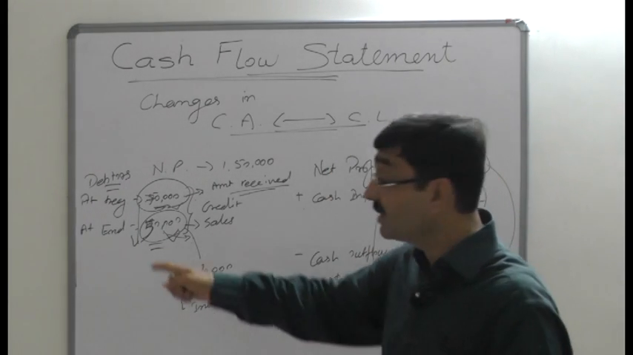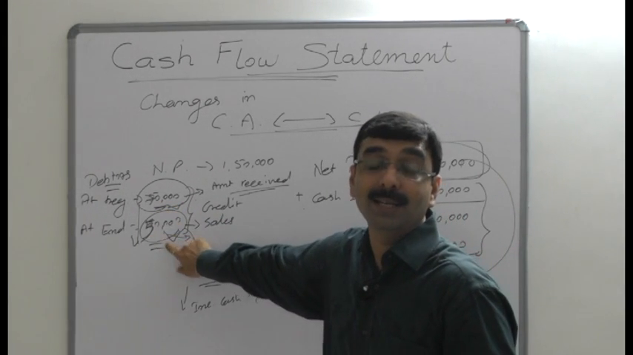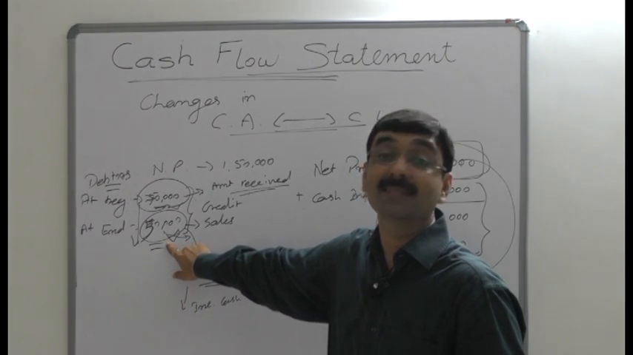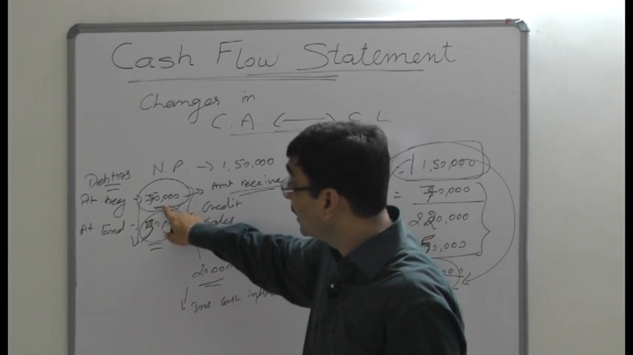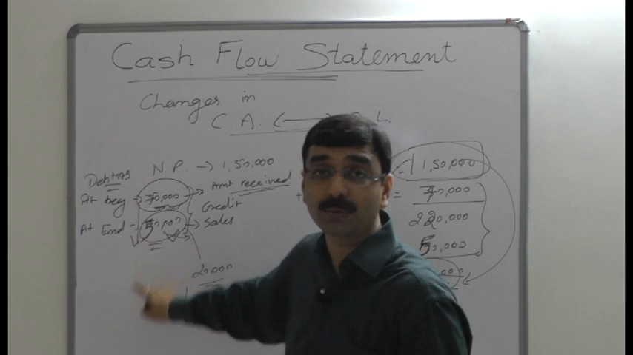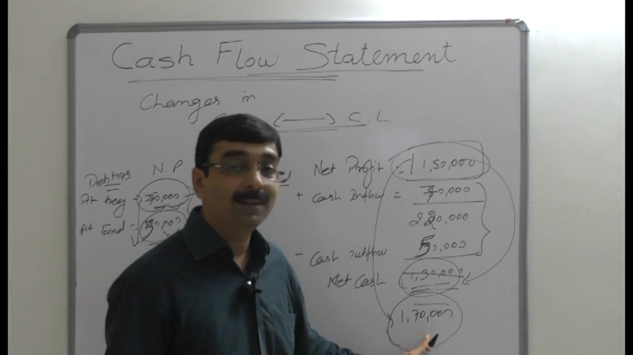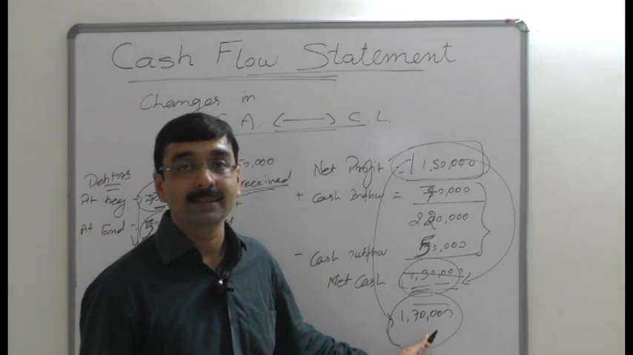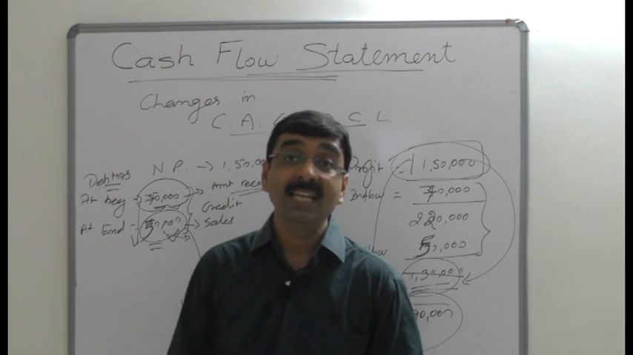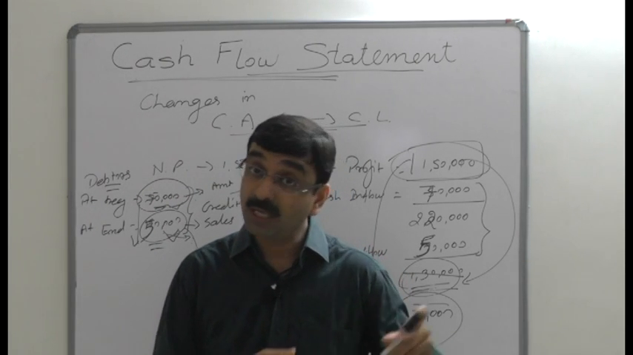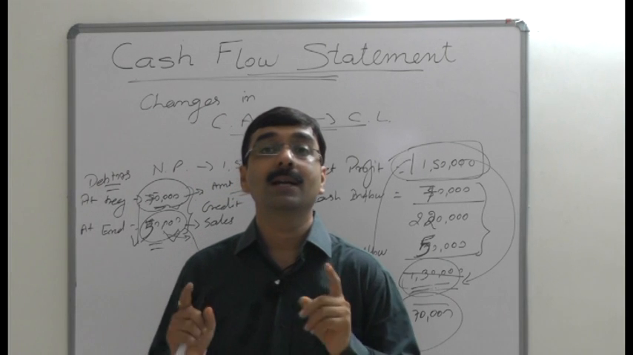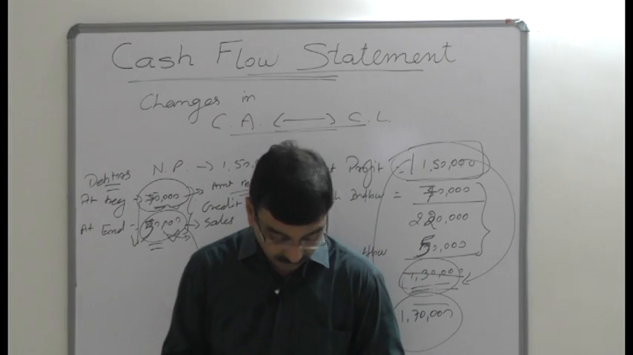But what was the change in the assets? The change in the assets is that assets decrease. Your current assets decreased from 70,000 to 50,000. It's reflected here, the cash flow increases. That is, there is an inverse proportion between the current assets and cash flow.